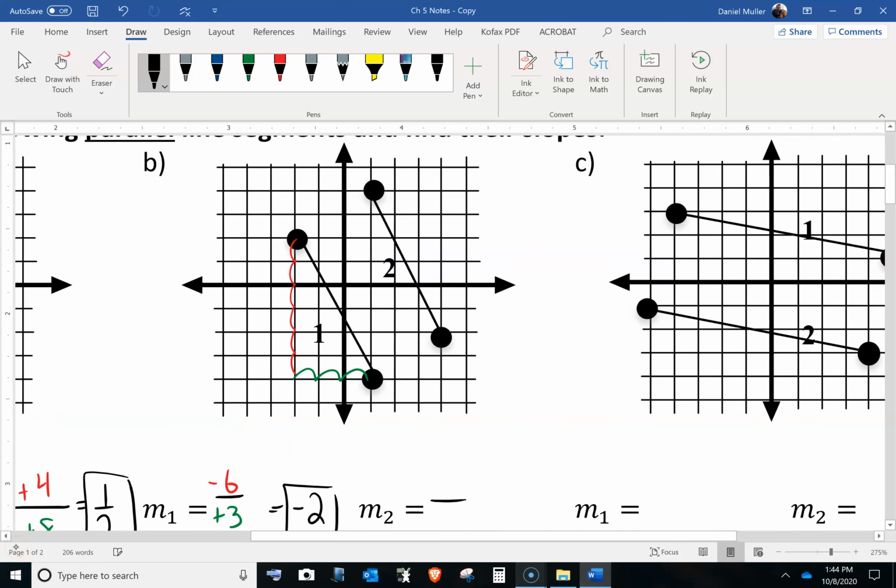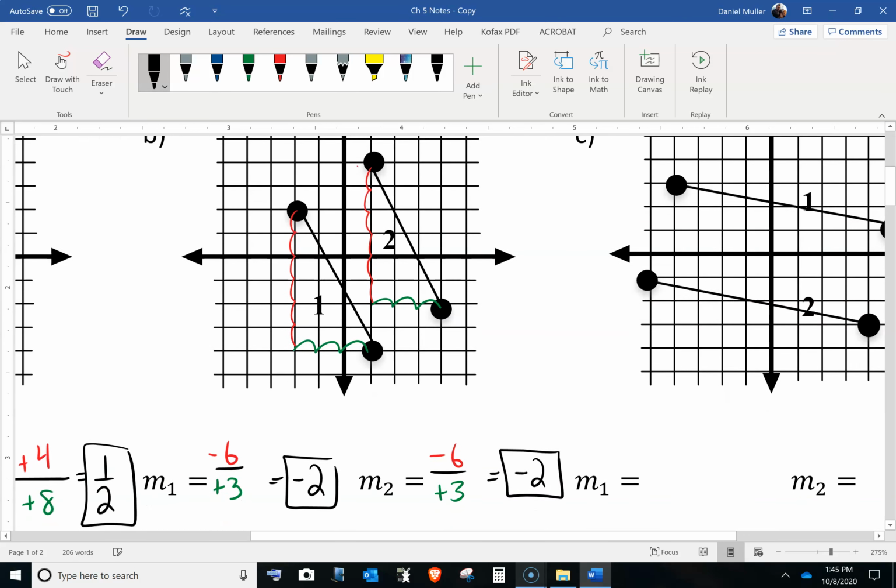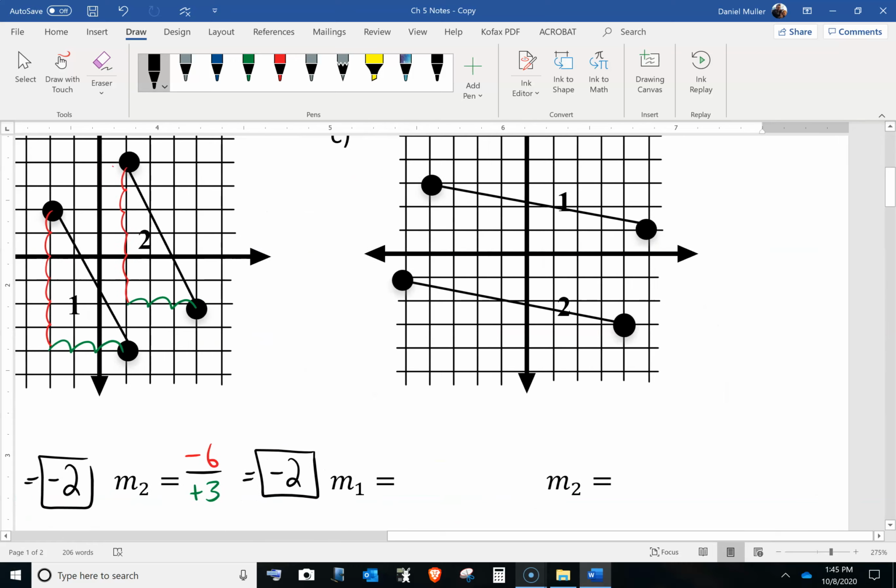Let's take a look at slope number 2. 1, 2, 3, 4, 5, 6. Yep. So again, dropping down 6 when you start from the left. And then go right 1, 2, 3. So positive 3 because you're heading right. Right is positive. And that gets you a negative 2. So sure enough, these lines which are parallel have the same steepness.